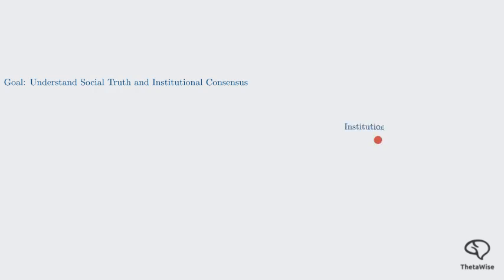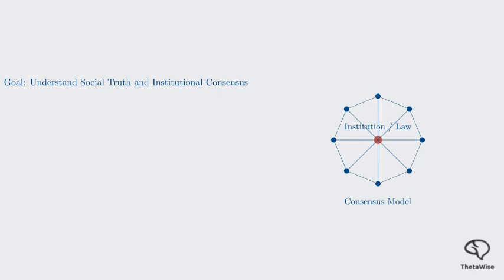We see this in our legal and social systems as well. Rights, titles, and even certain identities function as social truths. They are maintained by a fixed point of agreement. I believe it because you believe it, and the institution enforces it.